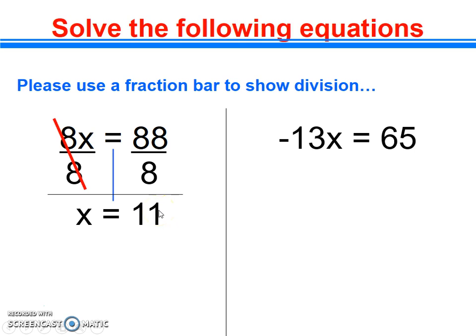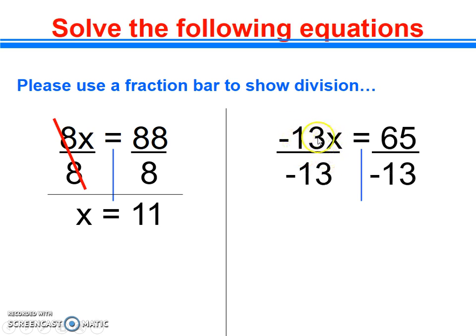All right, so let's try another one. Negative 13x = 65. First thing, I'm going to draw my line down the middle. And then I need to undo that multiplication. Now, a common mistake here would be to accidentally add 13 to both sides because we see this negative sign out in front. But remember, the operation happening between the number and the variable is multiplication. So again, we're going to have to divide both sides by negative 13.